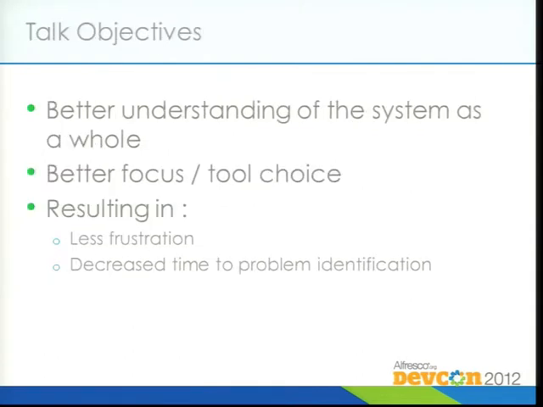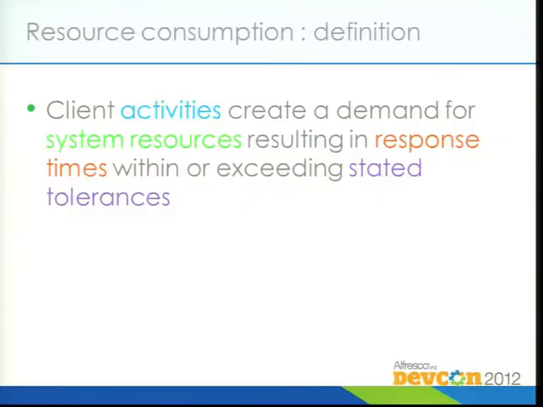So the deal with this presentation is going to be having you gain a better understanding of the system as a whole instead of just individual components. That will probably lead you to have better focus and better tool choice for a specific problem. And that will result hopefully in less frustration and a decreased time to problem identification. So let's start by defining what the system model is. The most basic definition that we can have is this one, I think. You just have client activities creating a demand for system resources that you have predefined, and that results in response times that are either within or exceeding the tolerances that you want to have.